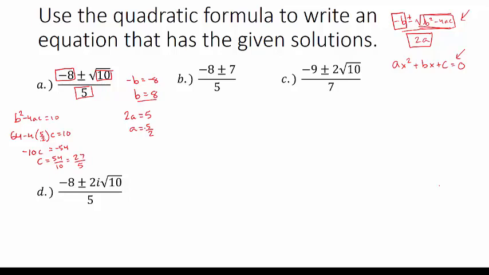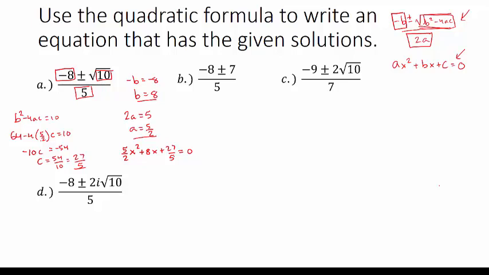So now that you know your b, your a, and your c values, you're free to go ahead and plug those into the standard form and write your equation. So we have 5 halves x squared plus 8x plus c. And remember, when you're using quadratic formula, the problem has to be equal to 0. So the problem didn't say that your equation can't have fractions in it. It just said write an equation so that you get those answers.